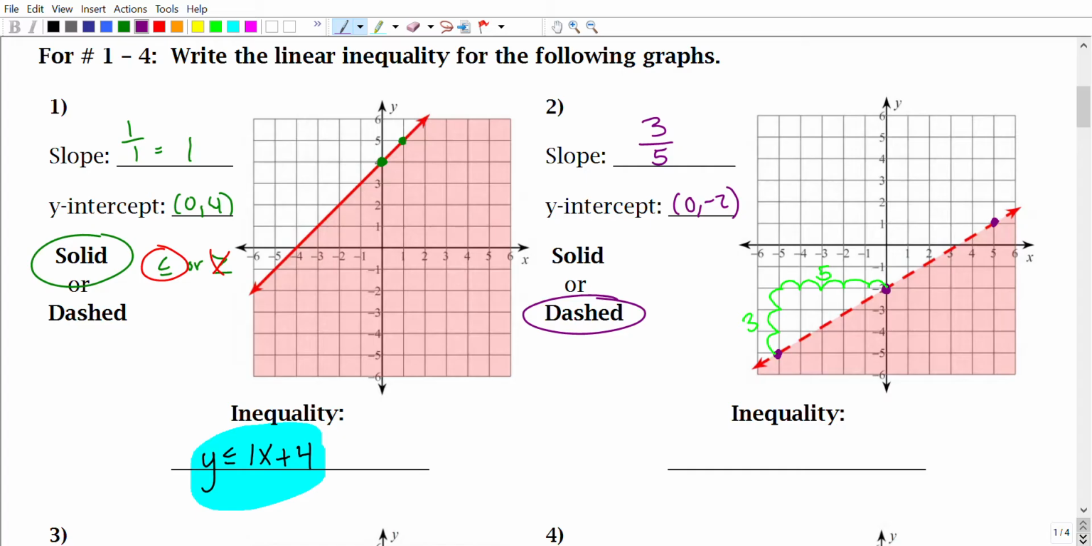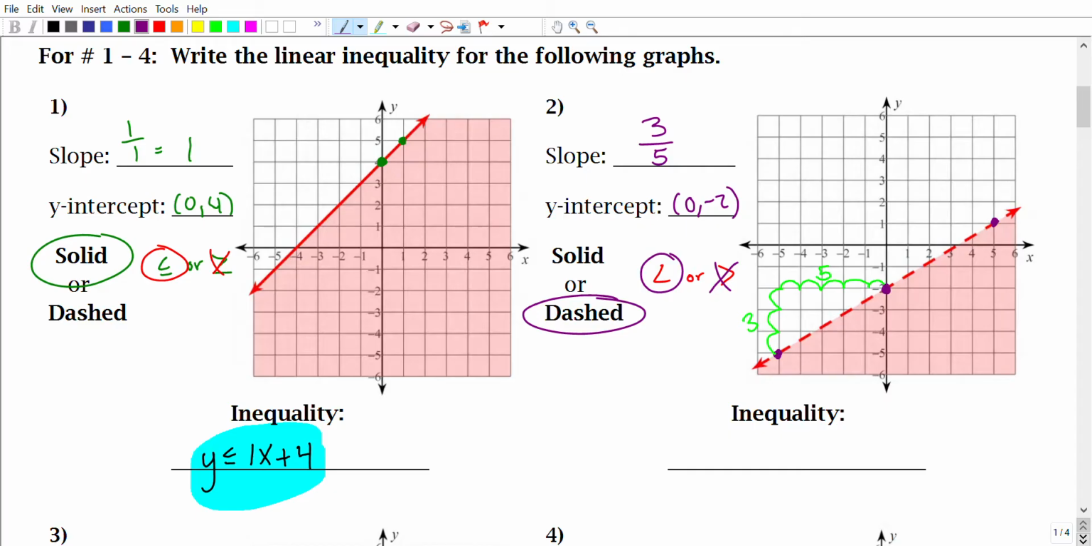Now, because it's dashed, we have two options. We have the less than symbol or the greater than symbol. Which one are we going to use? Well, we are shading below. Which one of those is going to help us shade below? Well, that would be the less than symbol. So this greater than symbol's out.